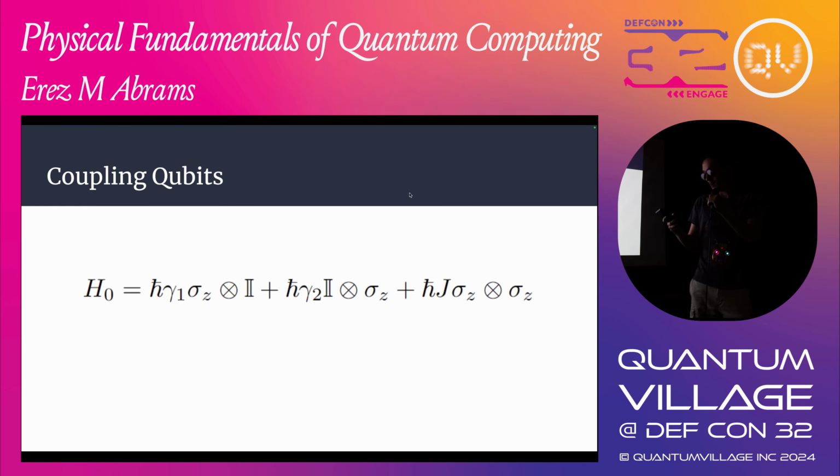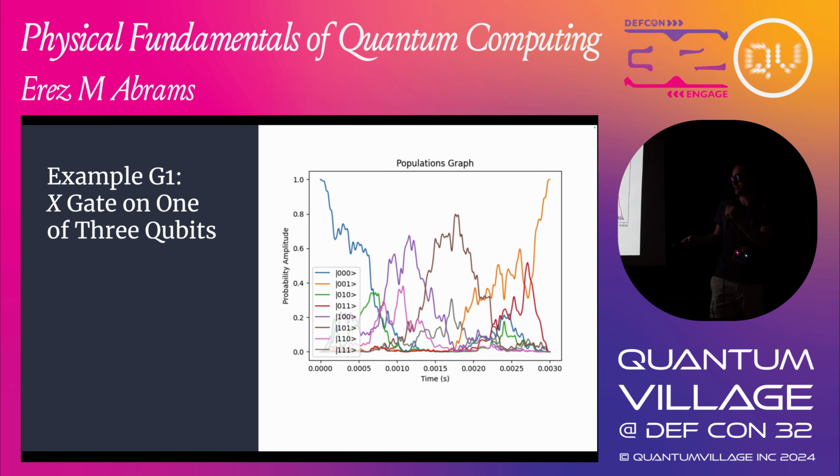And so that means that when we want an X gate, it's going to be a lot uglier, right? This is an X gate on 3 qubits. It's on just one of them, right? This is an X gate on the, I don't know, first, third, whatever you want to call it, qubit of this system. And what you're seeing is the probability amplitudes in the state over time, over the duration of the gate.